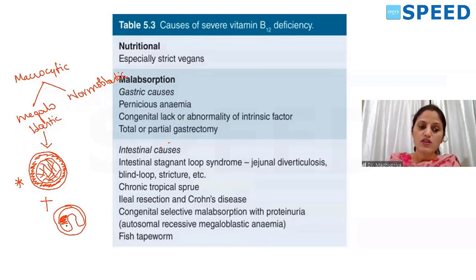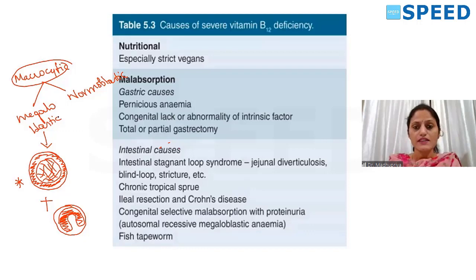So those cells are also giant. Okay, so these 2 points you have to remember. In general, macrocytic anemia can be classified into megaloblastic and normoblastic. The megaloblastic causes are chiefly vitamin B12 and folate deficiency, and drugs which affect vitamin B12 and folate.